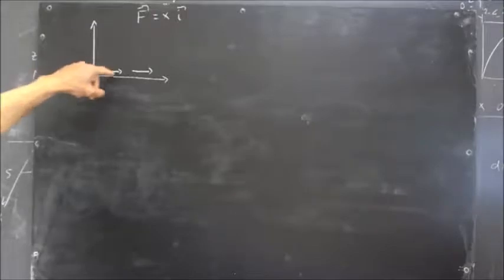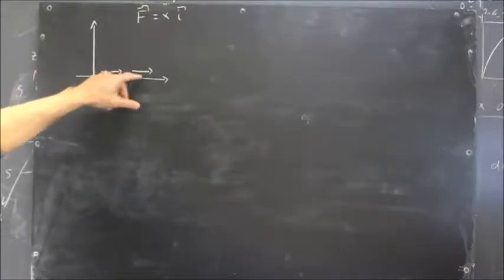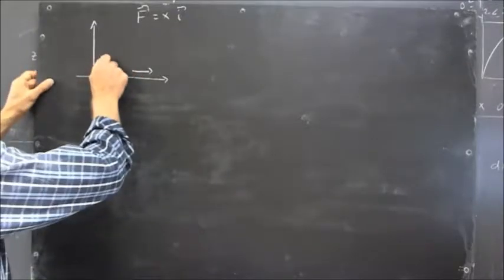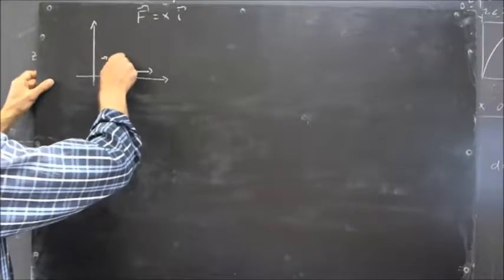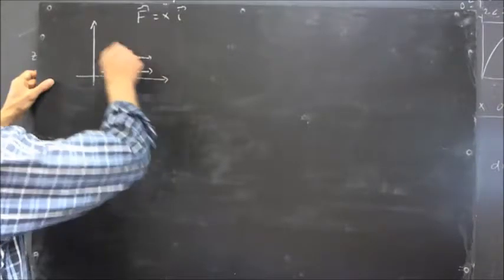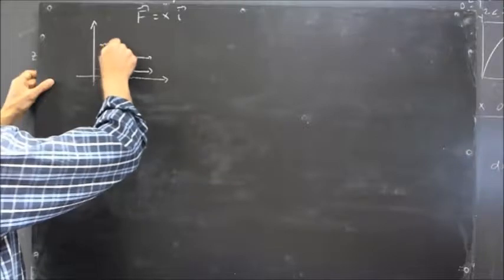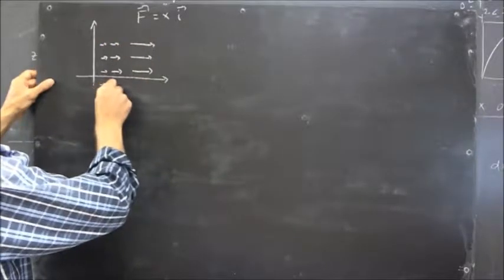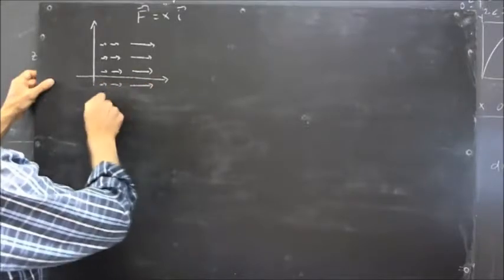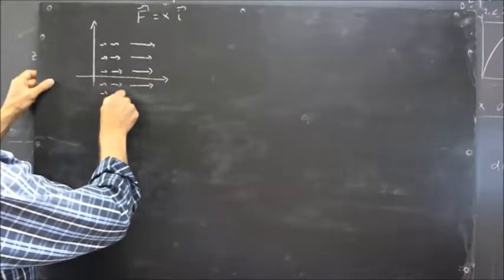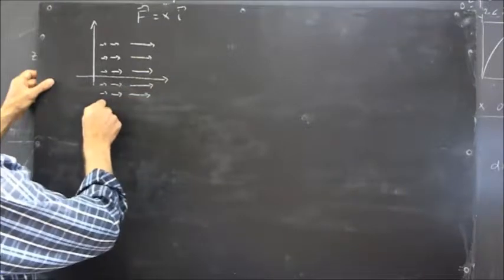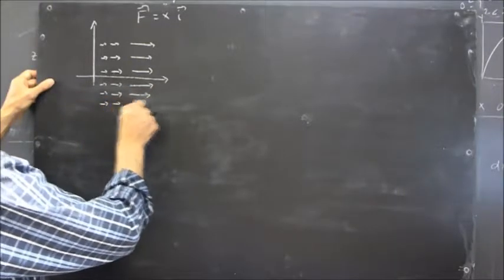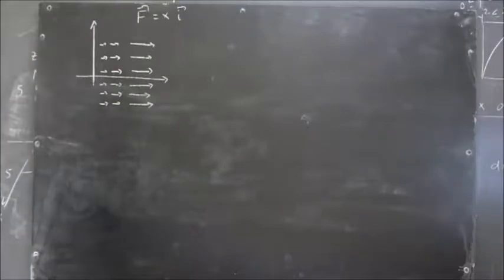So we can copy this sequence of vectors to any position we wish. And that could go below the axis also, because y has no effect on the magnitude or direction of this field. Now, what happens if we integrate this field around a unit square?